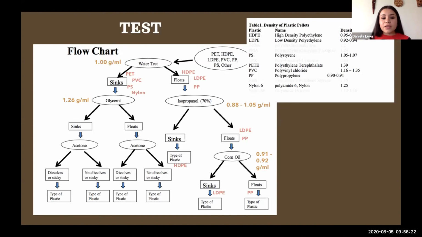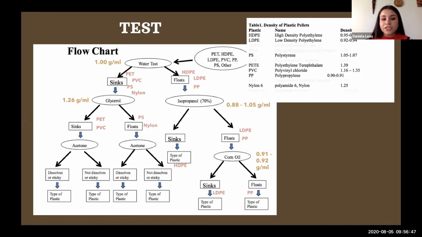We can use the glycerol test, taking into account a density of 1.26 grams per milliliter. Those with a heavier density will sink. In this case, we will have polyethylene terephthalate and polyvinyl chloride. And on the ones that will float, we will have polystyrene and nylon.